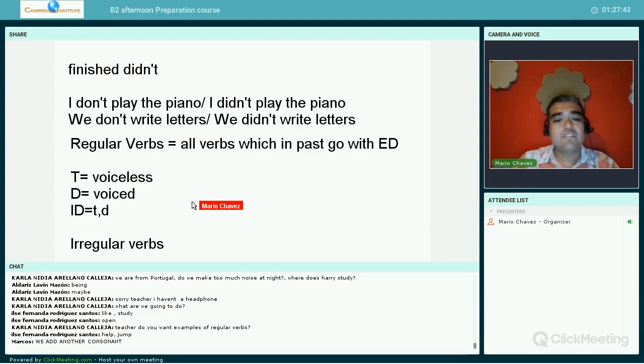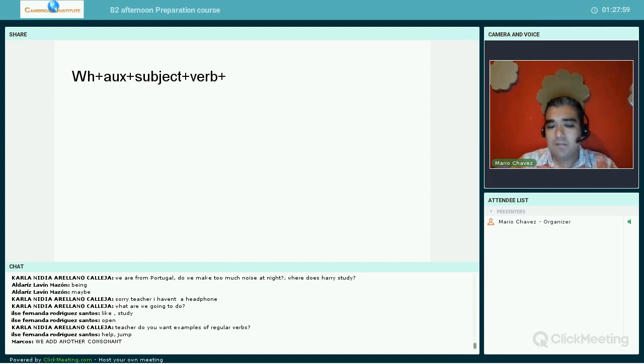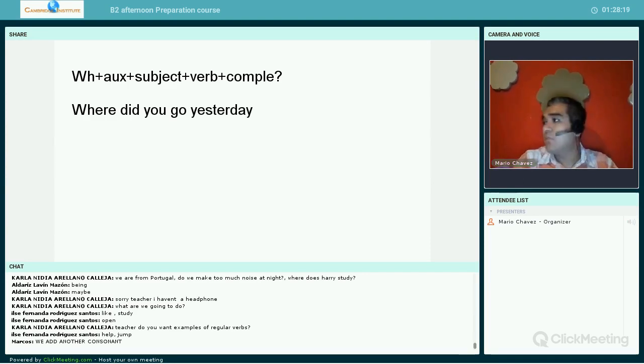In the case of the questions, we follow the same structure I already told you about: first the WH word, then the auxiliary verb, then the subject, then the main verb, and then the complement. We end with a question mark. So if we want to make a question, we add the question word where, the auxiliary verb did, the person you, the main verb go, and yesterday, the complement. That's the way we do it. Those are questions, negative forms, and affirmative forms.